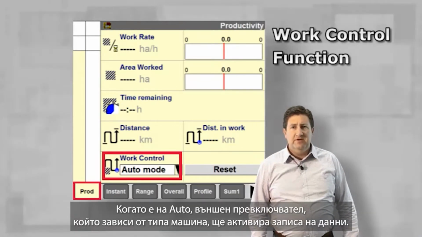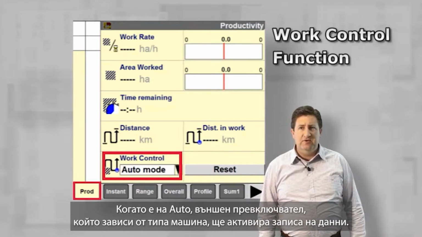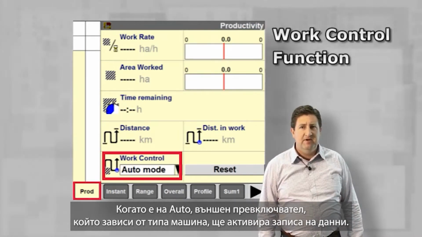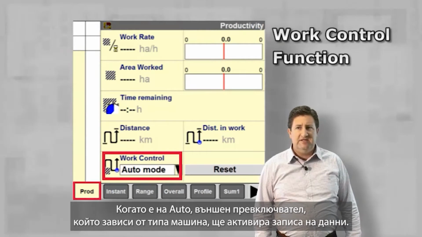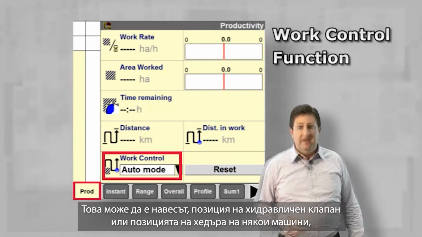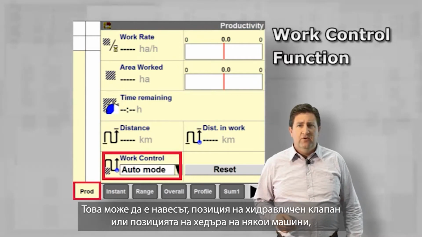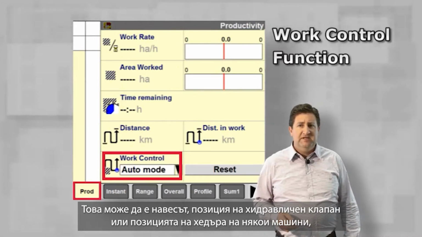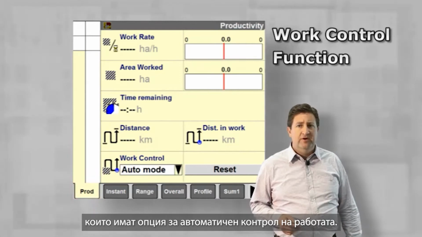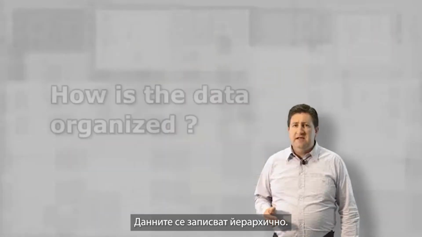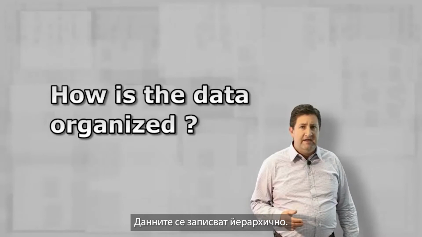When in Auto, an external input, which is dependent on the machine type, will trigger the activation of the data recording. This could be the hitch, hydraulic spool position, or the header height on some machines where auto work control mode is an option. Data is organized in a hierarchy.